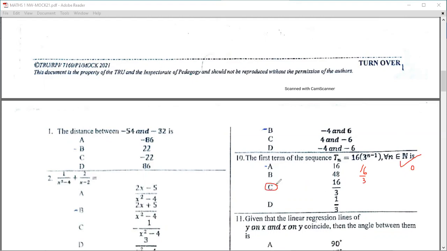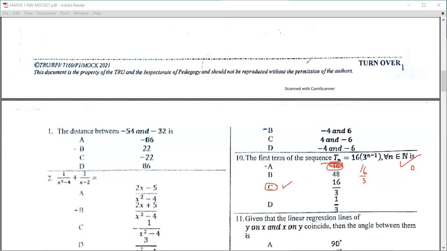Now, if you don't know what natural numbers are, natural numbers begin from 0. Somebody who does not know will start from 1, and we'll have 3 to the power 1 minus 1, which is 3 to the power 0, 16 times this, and somebody will choose this answer as A. So these students who choose this one are wrong. The correct answer here is C. If they set N star, it will mean that the first element is 1. So be very careful with N and N star. N star means exclude 0. N means begin from 0.